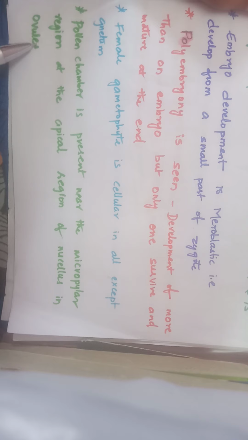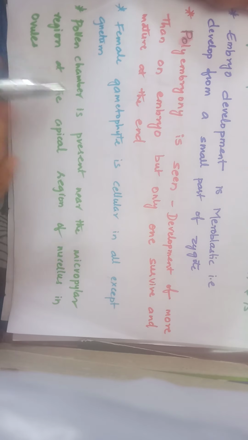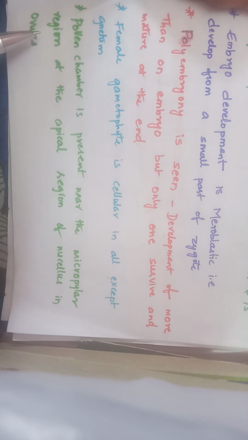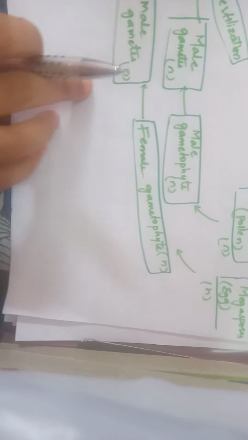This particular structure receives the pollen and stores the pollen grain till the fertilization takes place, because there is a time gap between pollination and fertilization. So till fertilization, the pollens get stored in this pollen chamber.